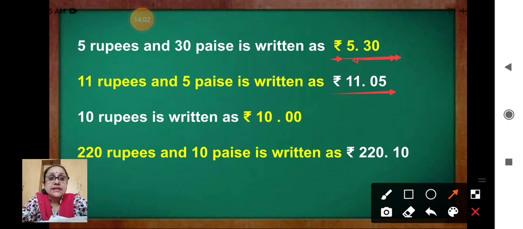10 rupees is written as rupees 10.00. 220 rupees and 10 paise is written as rupees 220 dot then 10. Okay, understood? Clear to you children?